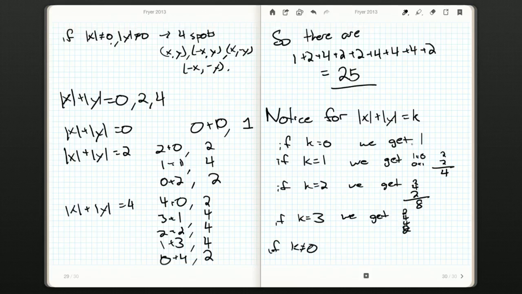So if k is 0, we get one way of doing it. If k is not equal to 0, we get two 2's, and then k minus 1 4's, which is going to be equal to 4k.